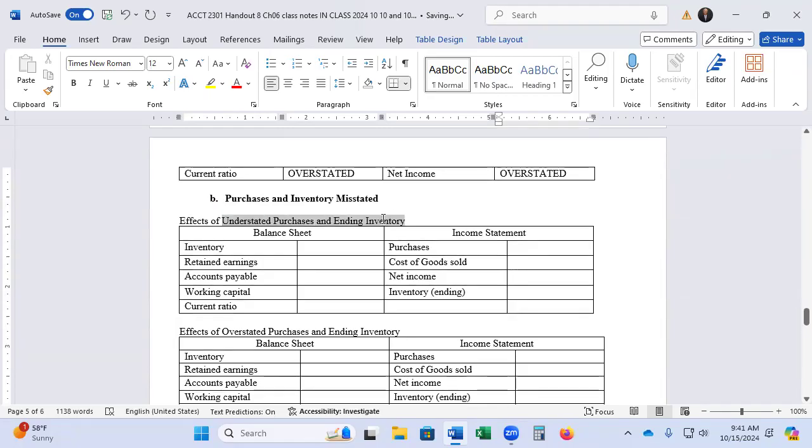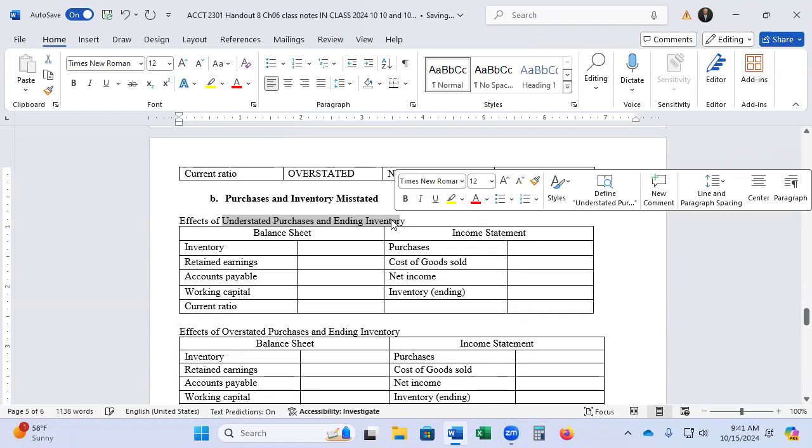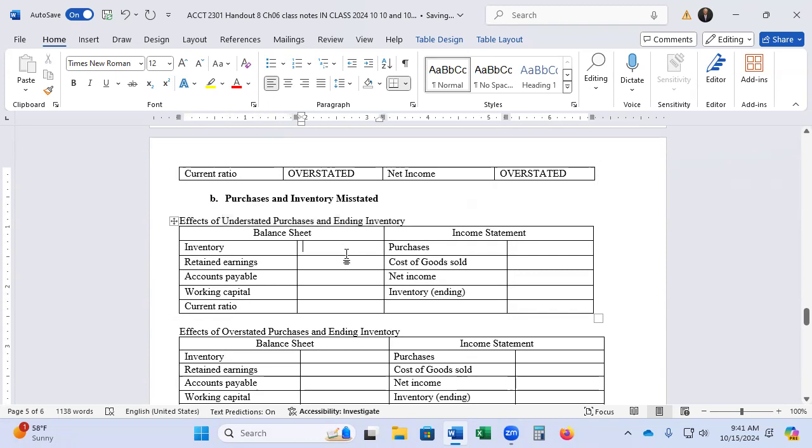Okay, this next part introduces purchases into this equation, because purchases can be input separately if there's an error, and so they can be understated as well as having the inventory understated, or they can be overstated. So of course, inventory is understated, as it said. Purchases are understated.